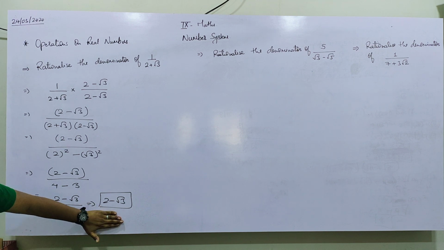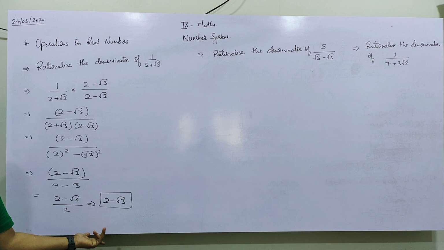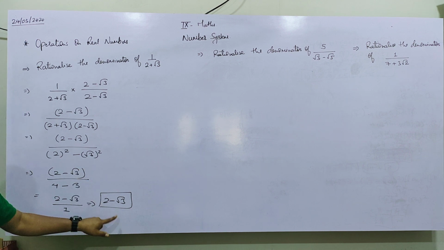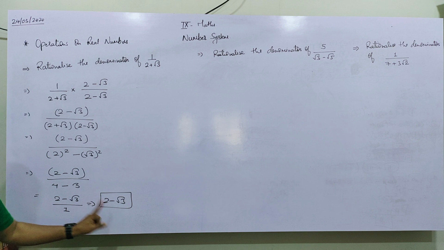So our number does not have the irrational number as a denominator. We have a rational number, that is 1, as a denominator in this.